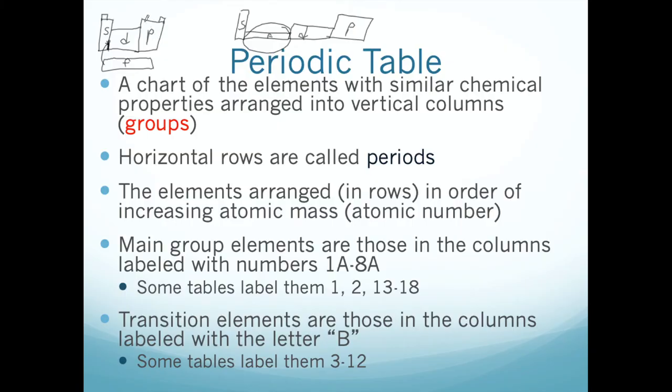So what do I mean by main group elements? Your first 2 columns and your last 6 columns, which are labeled 1A through 8A, are the main group elements. The modern periodic tables have those first 2 columns as 1 and 2, and those last 6 columns as 13 through 18. And of course the transition elements in the middle, that bridge in the D block and F block, are sometimes labeled with a B in the old periodic tables.